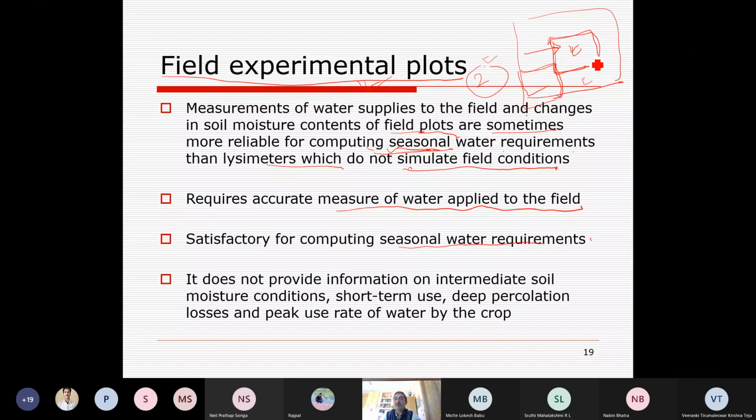It does not provide information on intermediate soil moisture condition or short-term use, like daily use, but only seasonal. It cannot give you information about deep percolation, which a lysimeter can. And peak use rate, at different growth stages like sowing, germination, plant growth, then full matured crop, cannot be determined by this method simply because it is seasonal. So that is a limitation of the field experimental plot. First it was the lysimeter method, second the field experimental plot method.